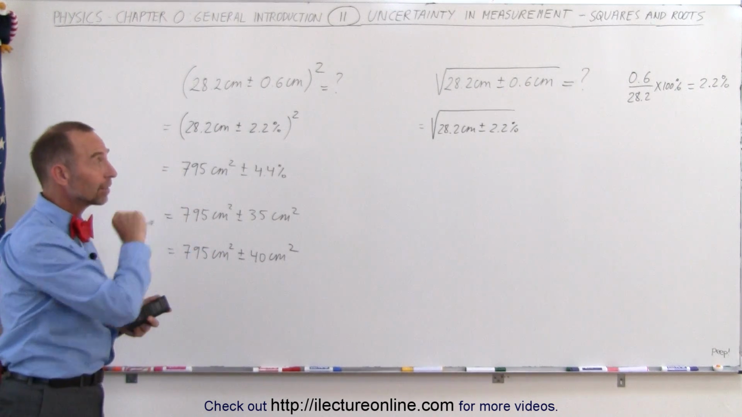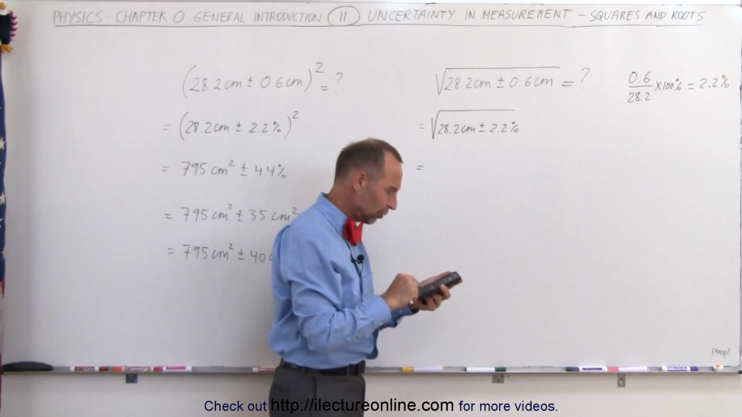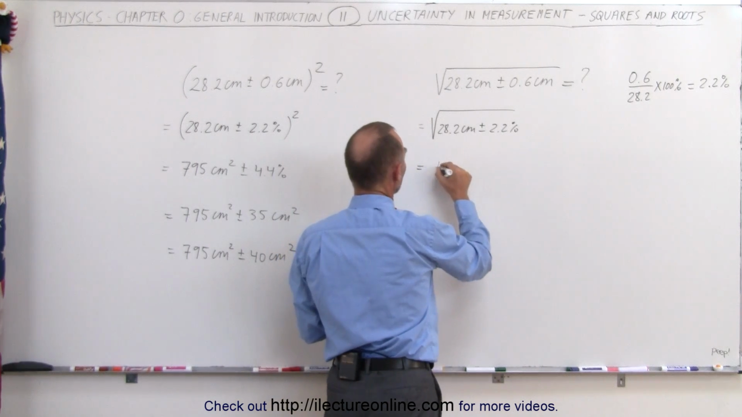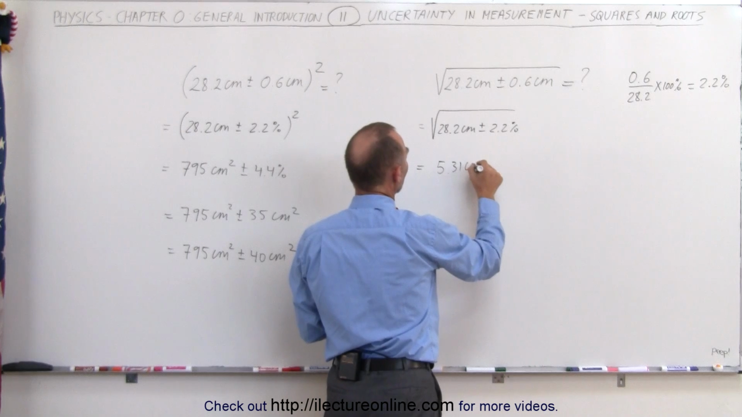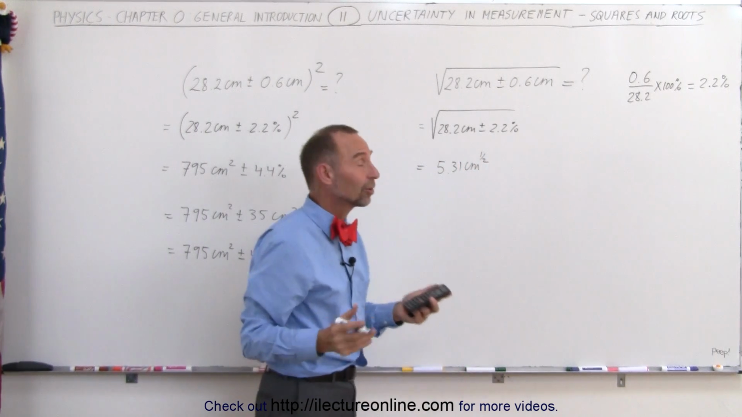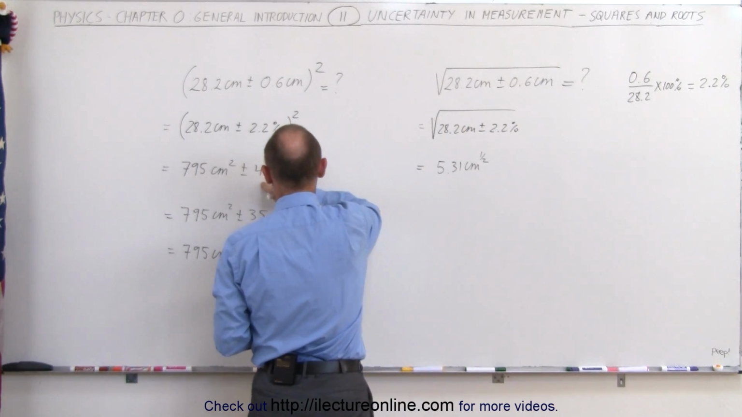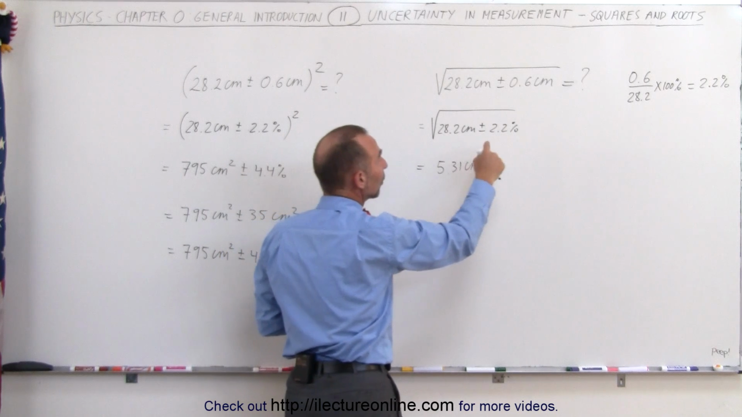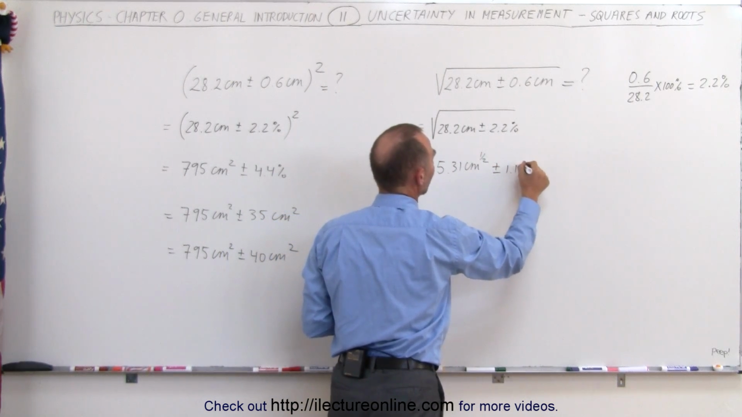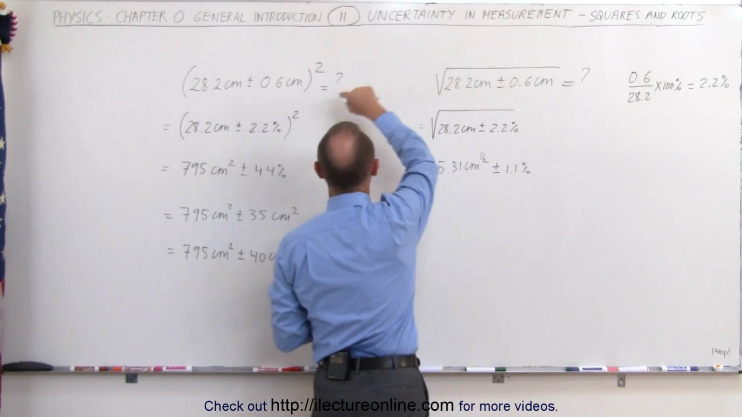Now for the radical there, for the square root, what we're going to do here is take the square root of 28.2. So 28.2, take the square root, that's 5.31. So this is 5.31 centimeters, and that would be, of course, the square root of centimeters, because we take the square root. And in this case, here we doubled the uncertainty in percentage. Here we're going to take half the uncertainty, so that would be plus or minus 1.1%. So here we double it, there we take half because it's the square root, and here was the square.